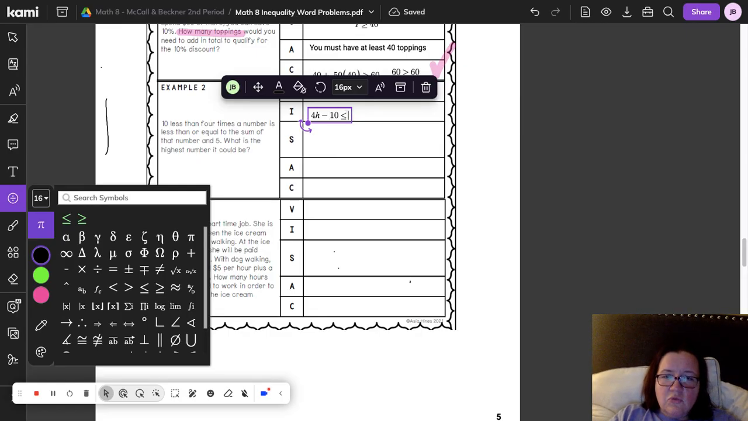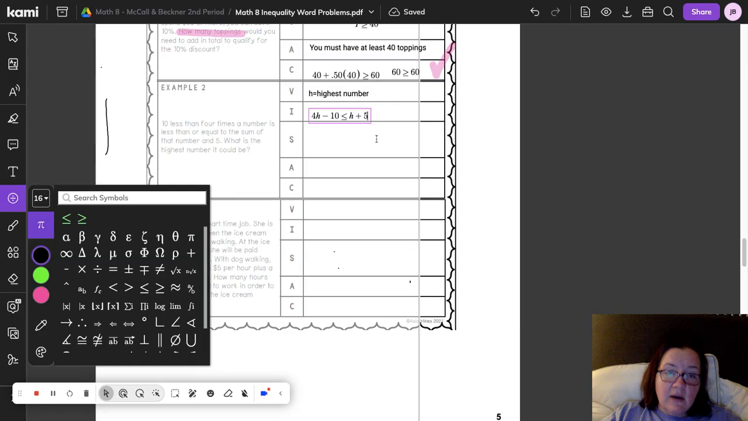Okay, and then the other side, the right side, is the sum of that number, which is h, your variable, and 5. Okay, there is our inequality. The next step is to solve it.